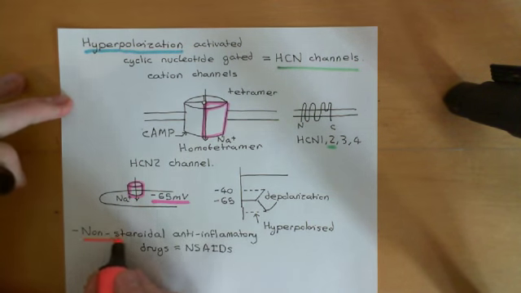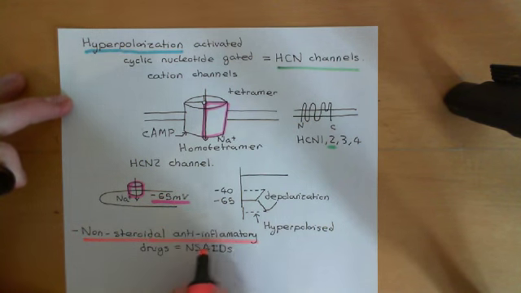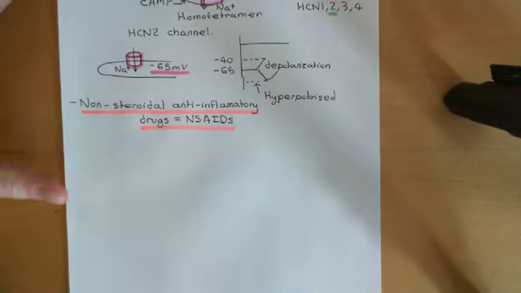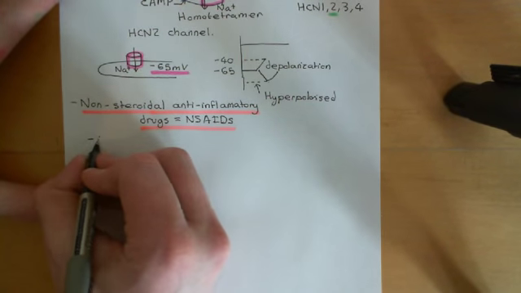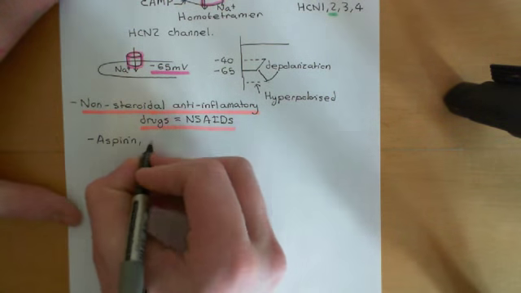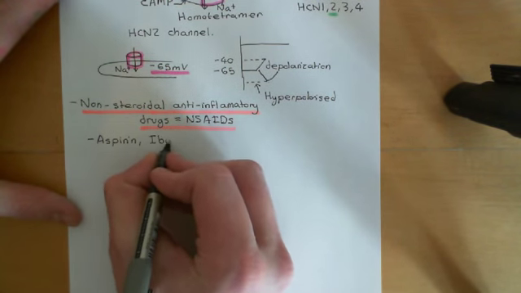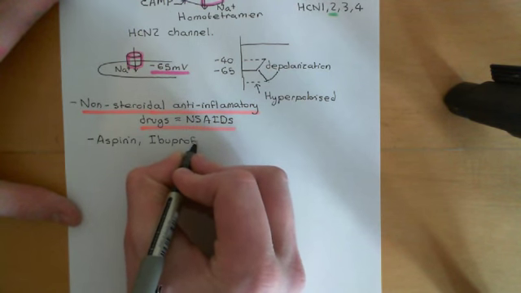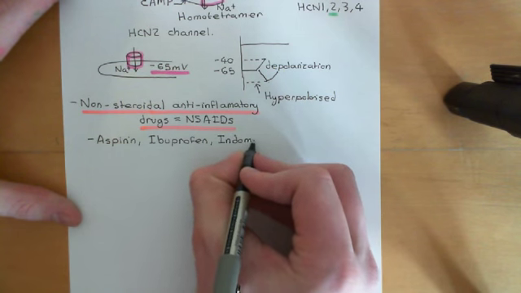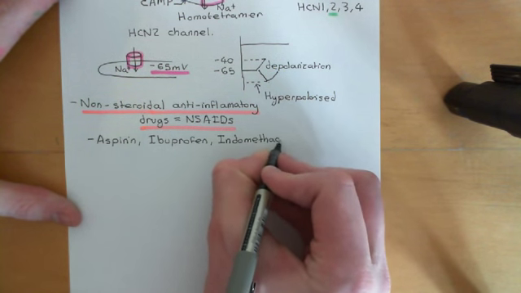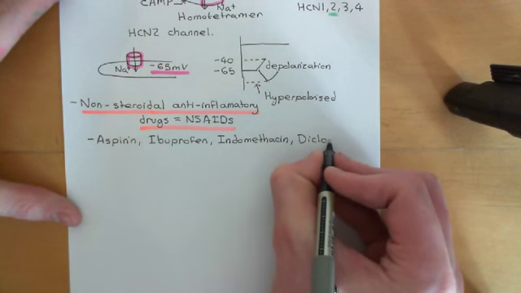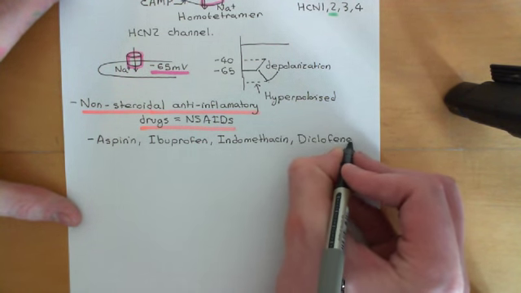Let me give you some examples of non-steroidal anti-inflammatory drugs. Probably the most famous example is aspirin. Another very famous example is ibuprofen. Some other commonly used drugs are indomethacin and also diclofenac. Now all of these drugs work by stopping the production of the prostaglandins.